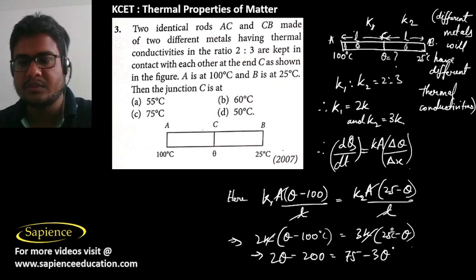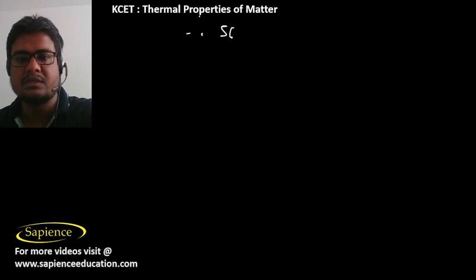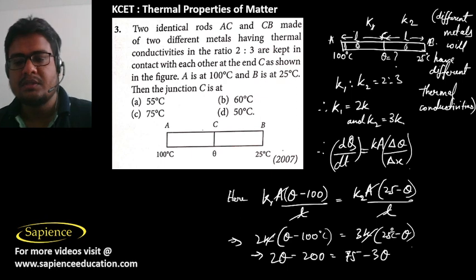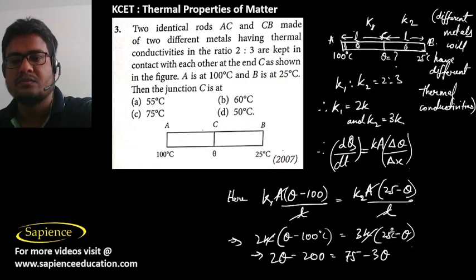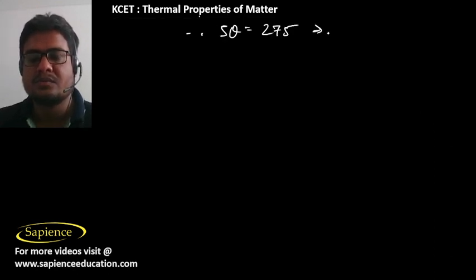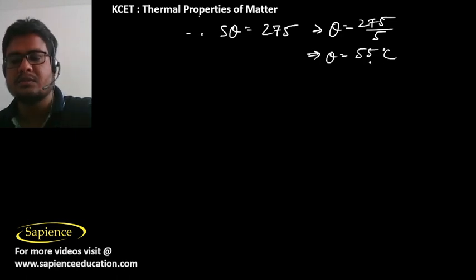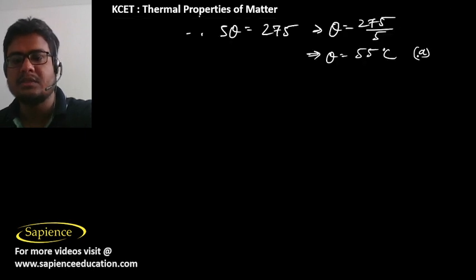So from here, 2 theta plus 3 theta, that is 5 theta, will be equal to 75 plus 200, that is 275. So theta will be equal to 275 divided by 5. 5 5s are 25 and 5 5s are 25. So this is 55 degrees Celsius. So option A is the correct answer.